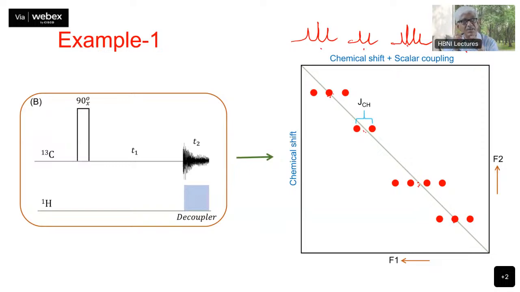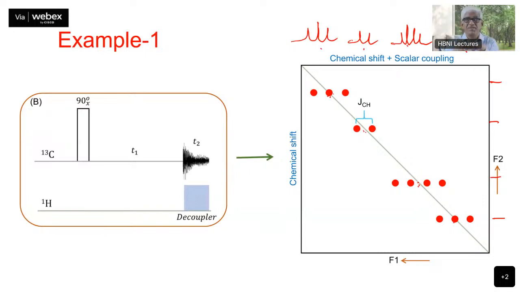And in the t2 dimension, I only have the chemical shift. So suppose I were to take the projection here, what will I get? I will get one line here, one line here, one line here, and one line there. That is the F2 spectrum. The F2 spectrum is therefore chemical shift information only, right? I have decoupled the proton. Therefore, along the F2 axis, I will only have the carbon chemical shift.